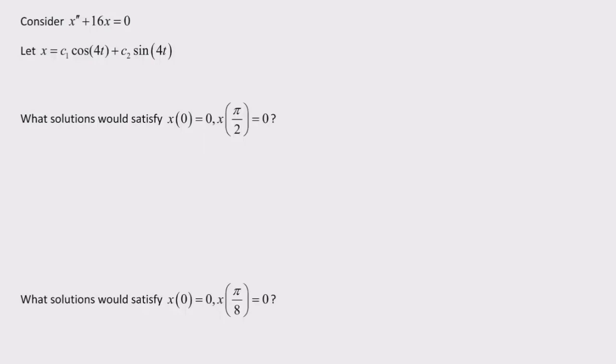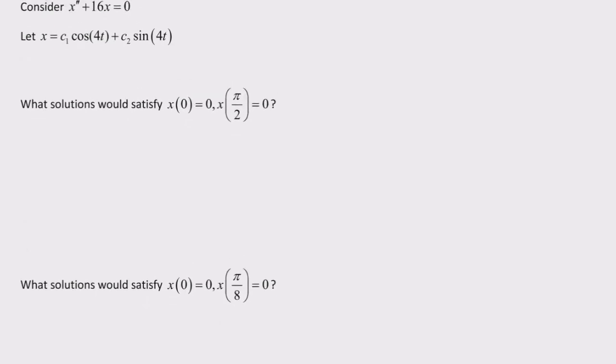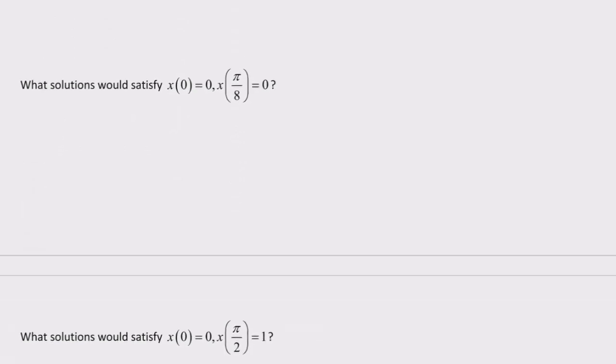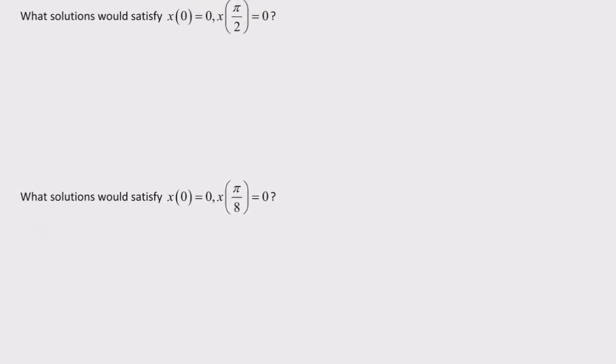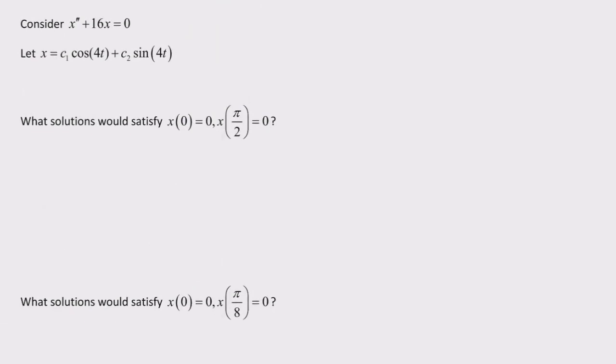So I've got a differential equation, x double prime plus 16x equals 0, and I've got a general solution, x equals c1 cosine 4t plus c2 sine 4t. And let's put some boundaries. Let's say x of 0 equals 0, so it goes through the origin. And then let's say I know for a fact that at pi halves it equals 0, or maybe at pi over 8 it equals 0, or at pi halves it equals 1. What impact would the boundaries have on potential solutions?